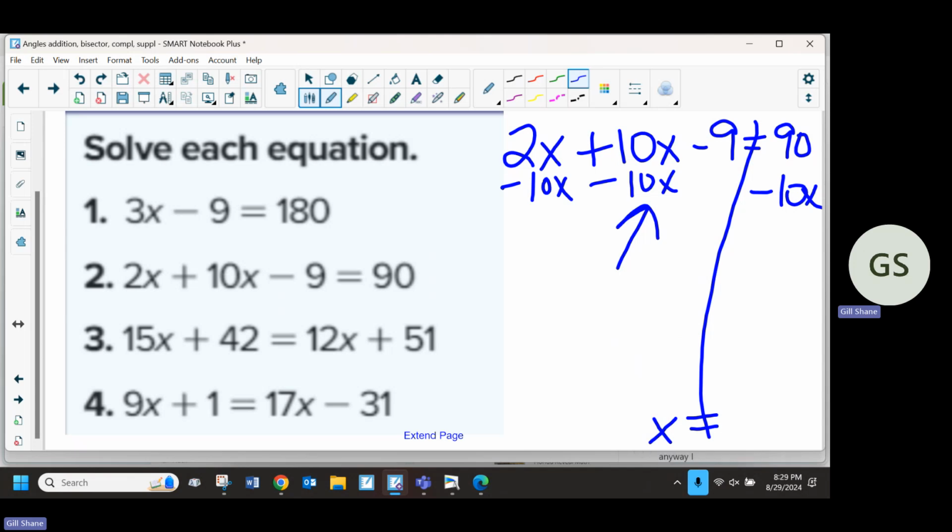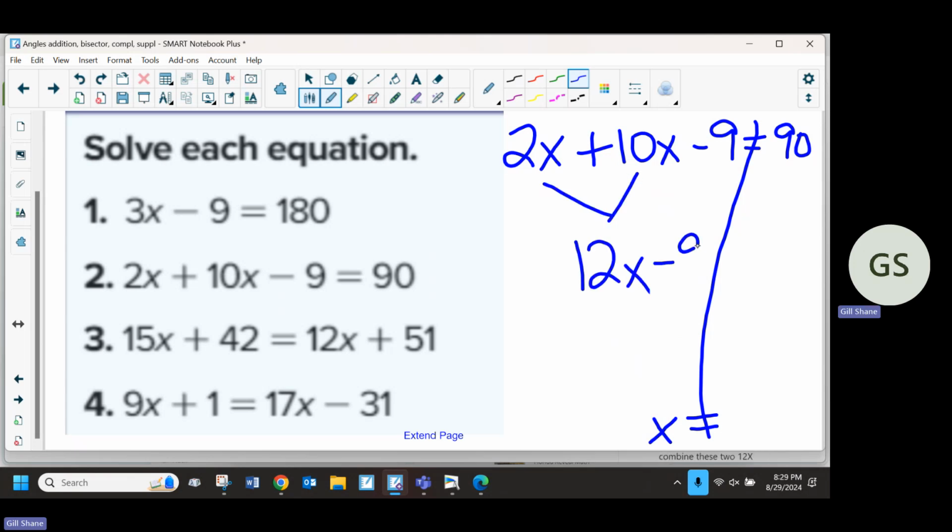If the x's are on the same side, you do not do anything underneath. You don't do anything underneath the equation. They're on the same side, you just combine them together. So that's the first big mistake I see. Kids trying to do something underneath the equation when they don't need to. So I just combine these two, 12x. I bring down the subtract 9 and then equals 90.